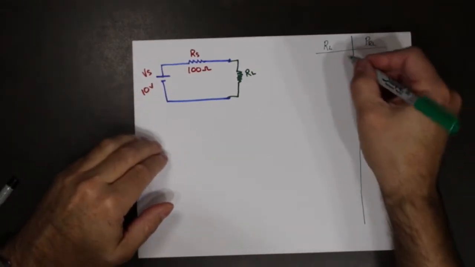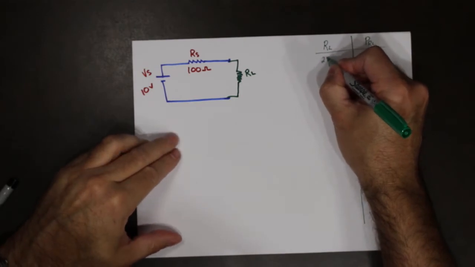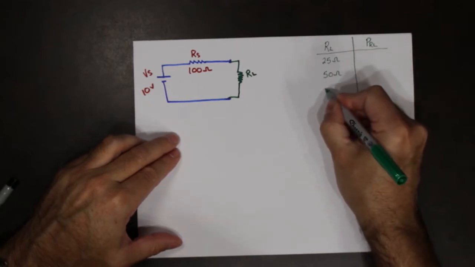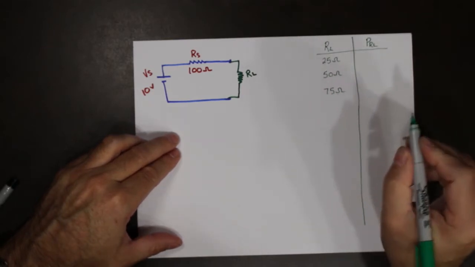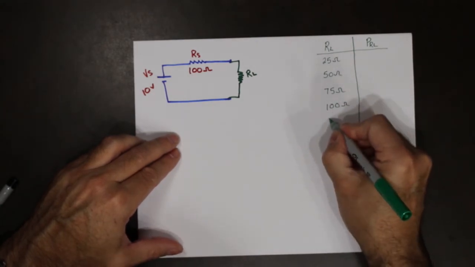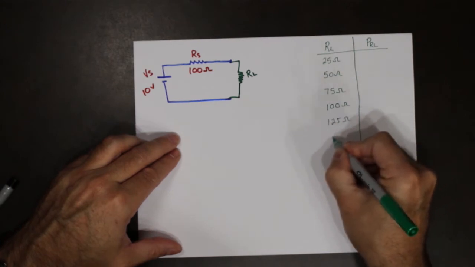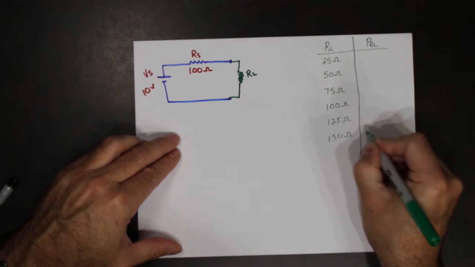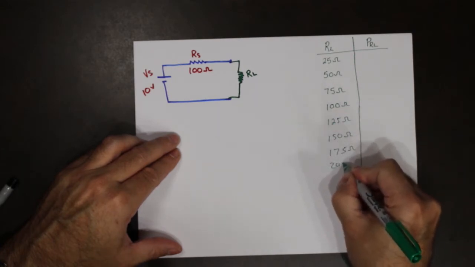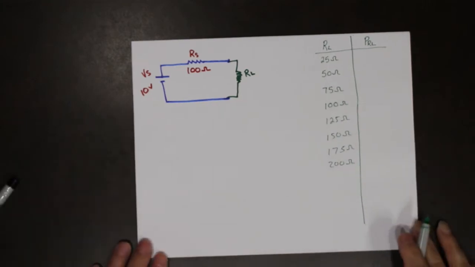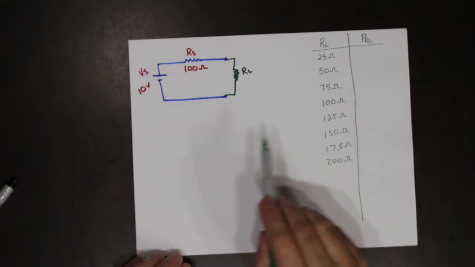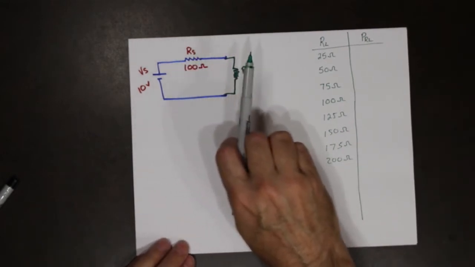So let's start at 25 ohms. We'll go up to 50 ohms, 75 ohms, 100 ohms, 125, 150, 175, and 200. And we'll see which one of these speakers actually gets the most power from the source to the speaker.